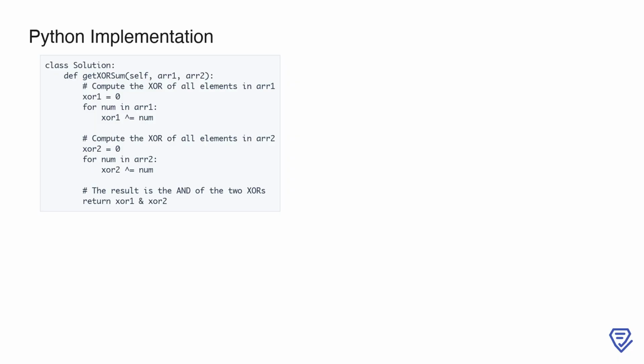First, the XOR of all elements in ARR1 is computed and stored in XOR1. Similarly, the XOR of all elements in ARR2 is computed and stored in XOR2. Finally, the result is calculated as XOR1 AND XOR2, which represents the XOR sum of all pairs' ANDs.